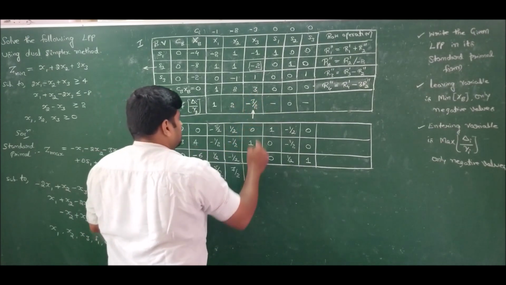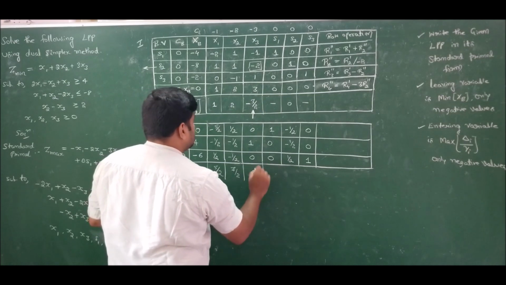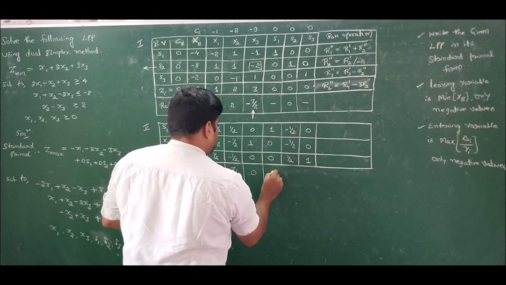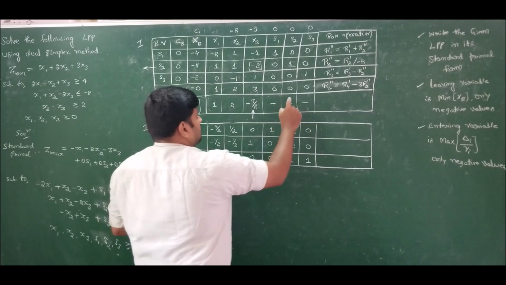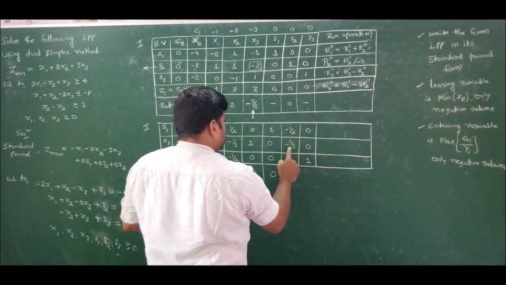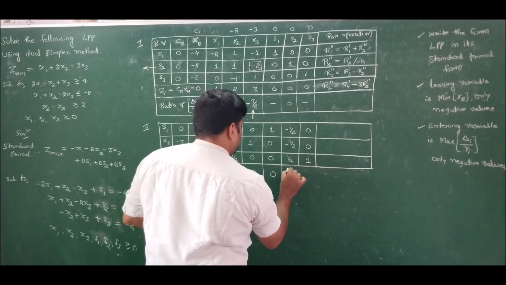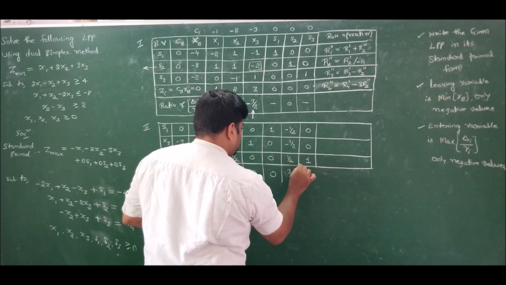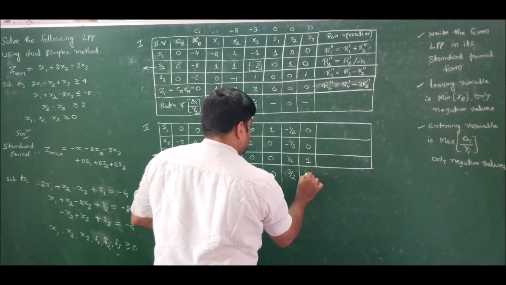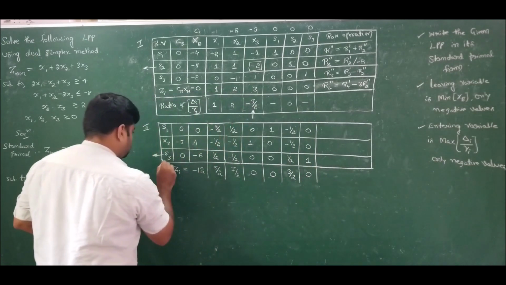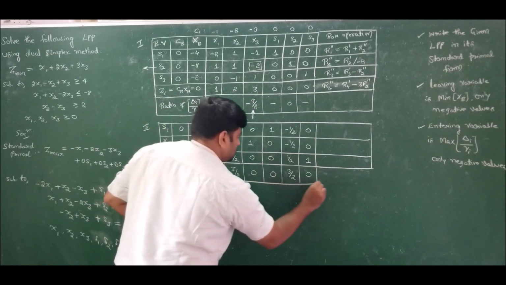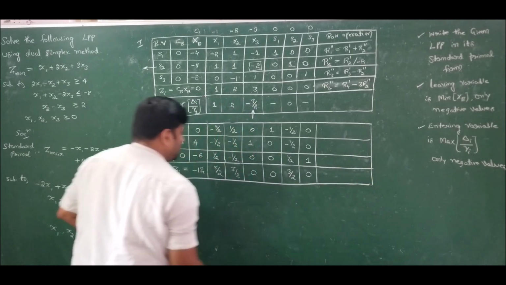Here we have 3, it will become 0. Here we have 0, here also we have 0, it will become 0. Here we have 0, here we have minus 1 by 2. So minus of minus will become plus, it will become 3 by 2. Here also 0. Done. So once you have done this, now calculate.